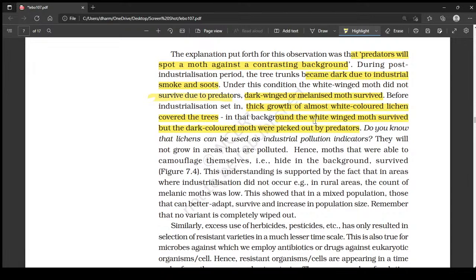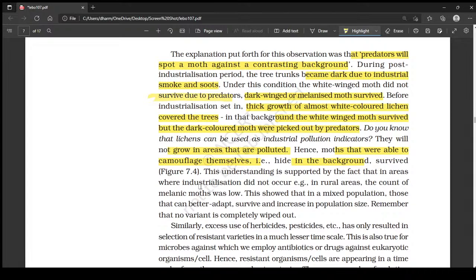Do you know that lichens can be used as industrial pollution indicators? Yes, they can be used as industrial pollution indicators because they generally do not grow in a polluted area where the level of SO2 is high. They will not grow in areas that are polluted. Hence, moths that were able to camouflage themselves, that means hide in the background, survived.